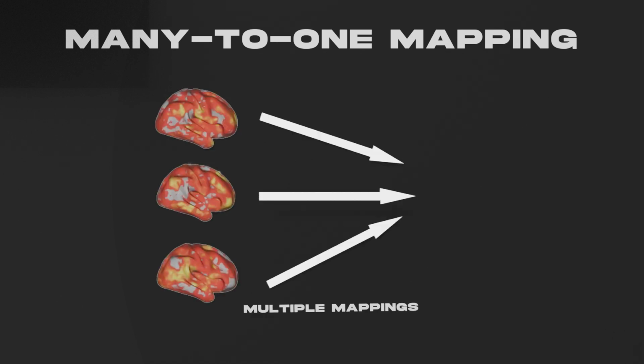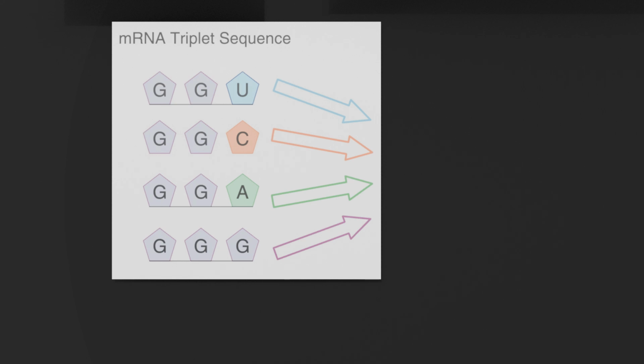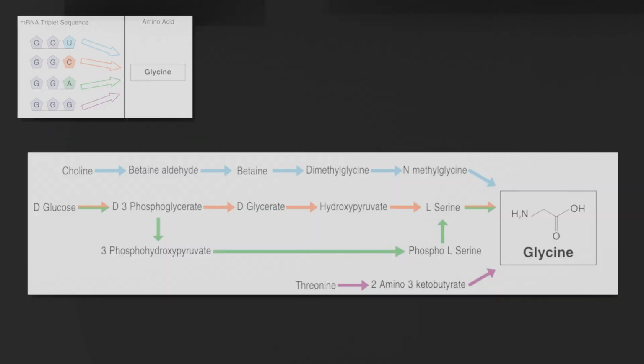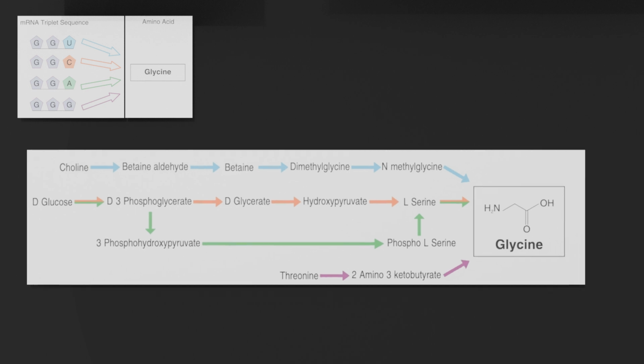Many-to-one mapping refers to the occurrences of different processes or structures leading to the same result. This is also defined as degeneracy. We see this in our genetic code. Some of the amino acids can be encoded by more than one mRNA sequence. A mutation in the last nucleotide position would not have an effect in coding glycine. There are also different biosynthetic pathways, each providing a different solution by which glycine can be made. In degenerate systems, many inputs can lead to the same output.